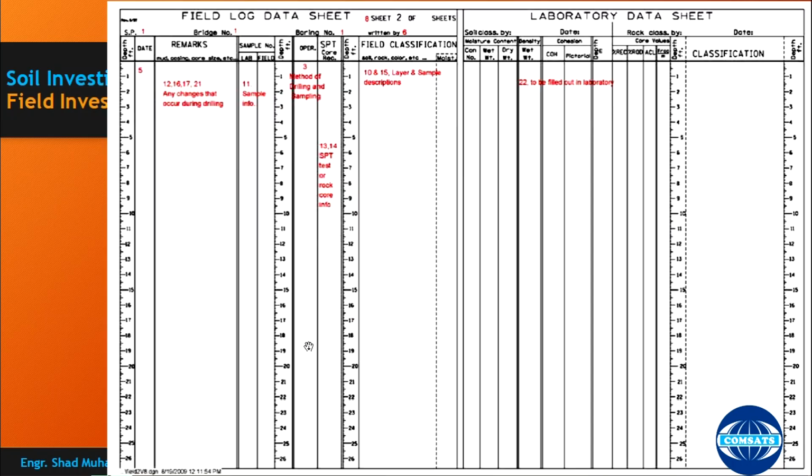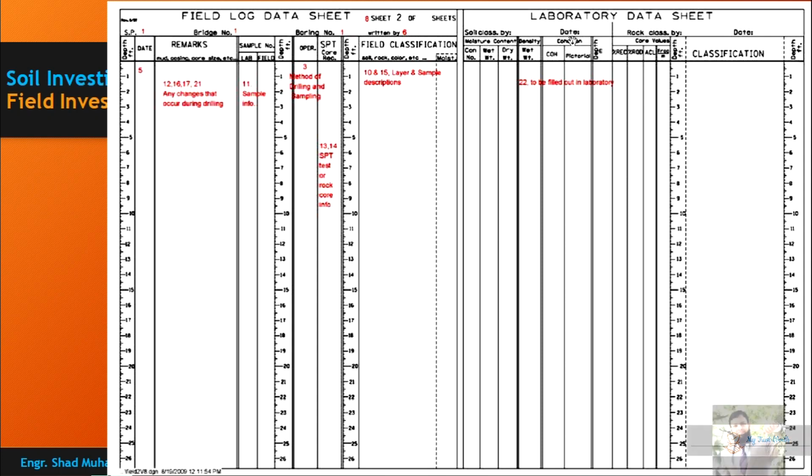sheet, data sheet. Alright, the field log data sheet, the second detailed one, and depth. You can see 0 to depth, date, hole, remarks, mud, course, core, and sampling number, lab and field, and depth. So bridge number, boring number, and written by, classification, field classification, laboratory data sheet. This is the field log data sheet, and this is the laboratory data sheet.